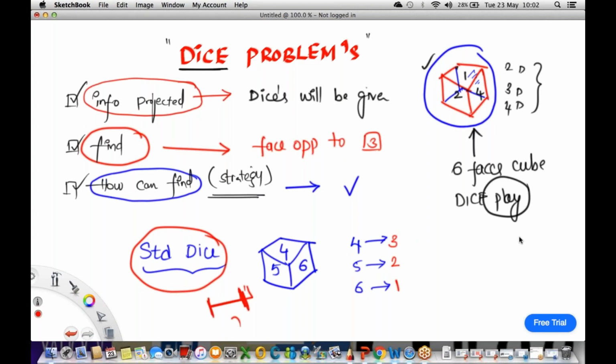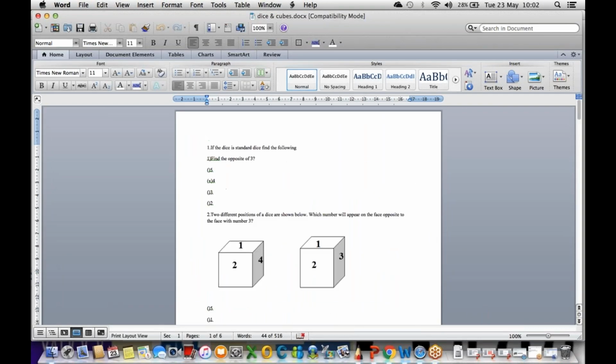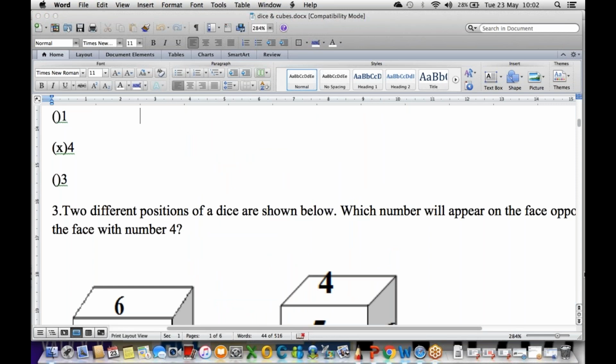Whenever you have a standard dice like this, he is asking what is the face opposite to 3. If the dice is a standard die, what is the face opposite to 3? This is a question you found in the examination yesterday.